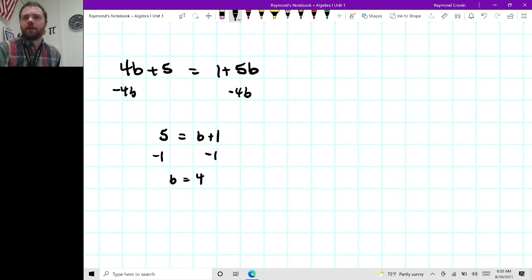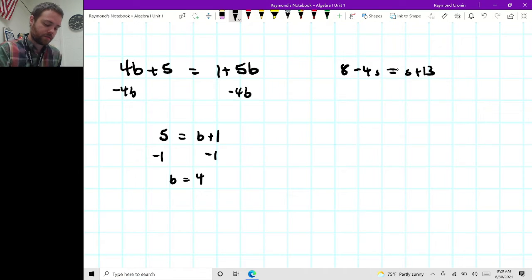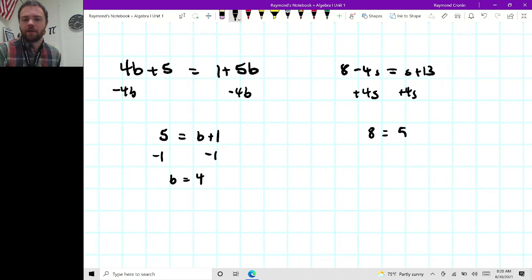We've also got another one over here. Let's do this one. So we've got 8 minus 4s equals s plus 13. So what I want to do is solve for s. So I'm going to get rid of negative 4s here by adding it to both sides. So I get 8 equals 1s plus 4s, which is going to be 5s, plus 13.